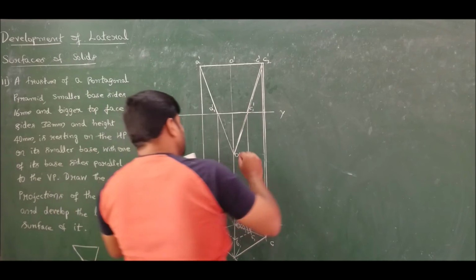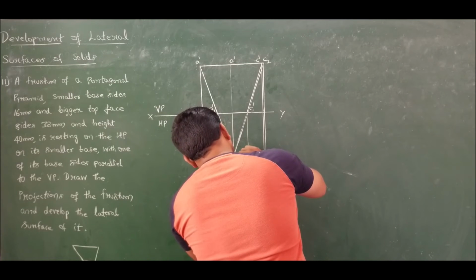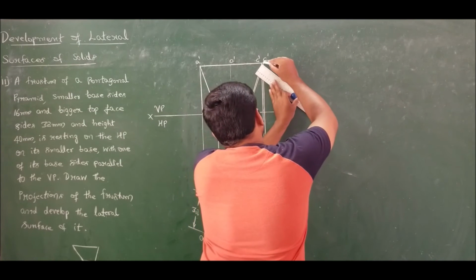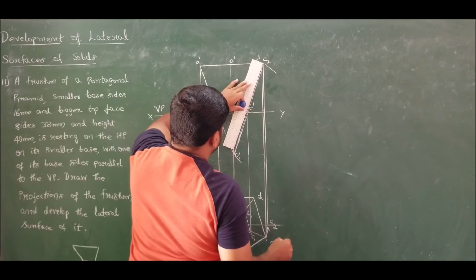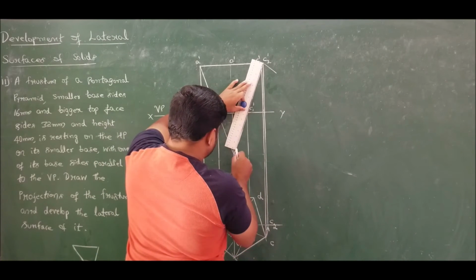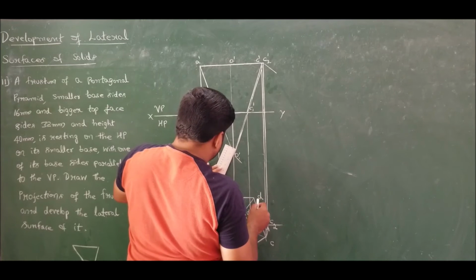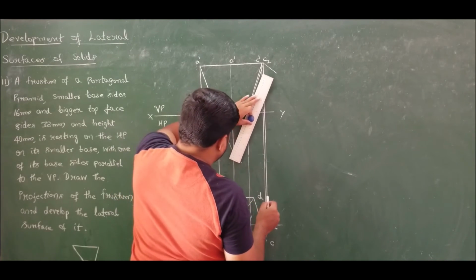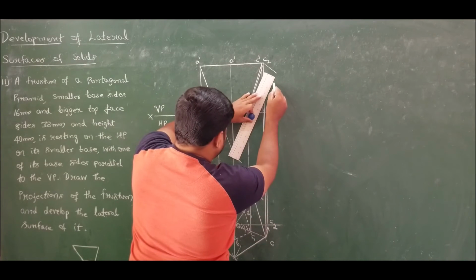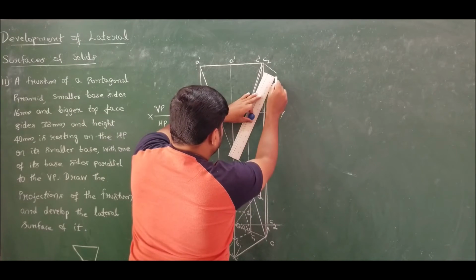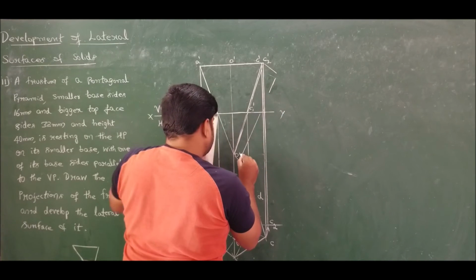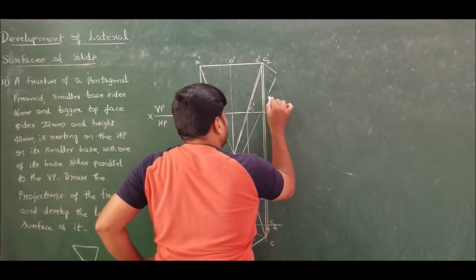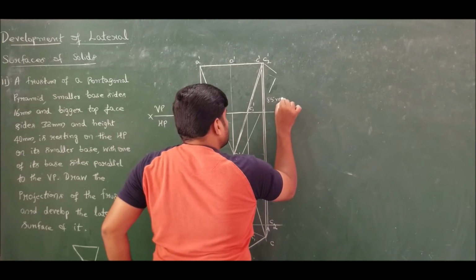Connected. Now you measure C2 dash to O1 dash. C2 dash to O1 dash is the true slant edge. So if I measure C2 dash to O1 dash, it is measuring 85 mm.